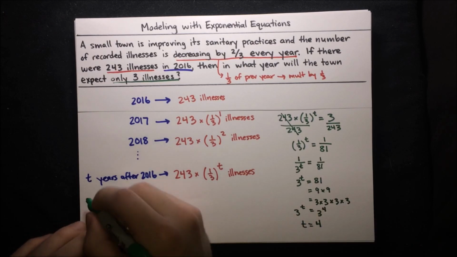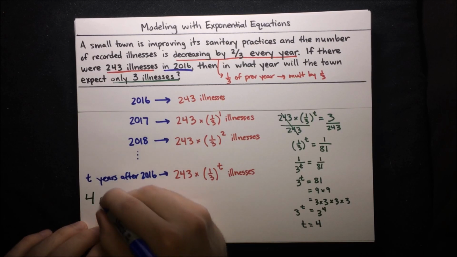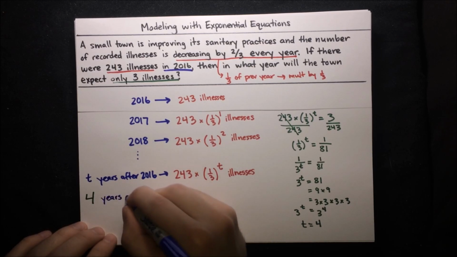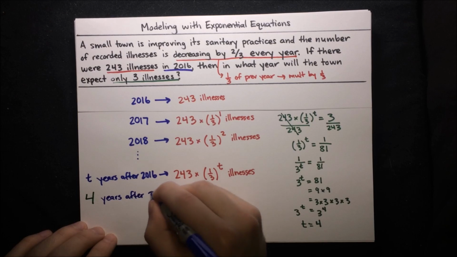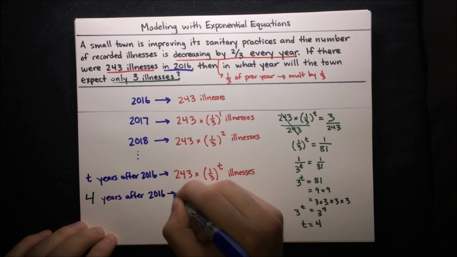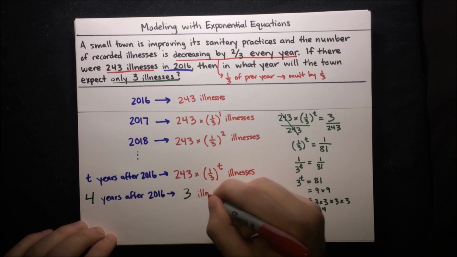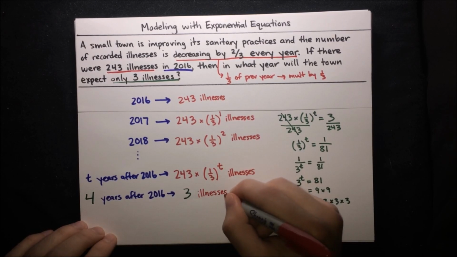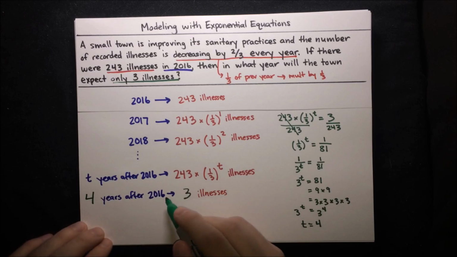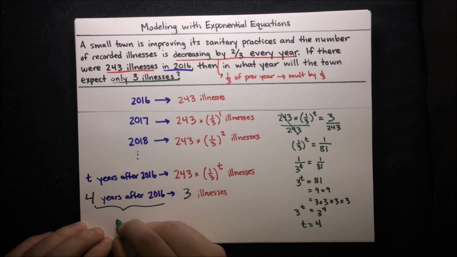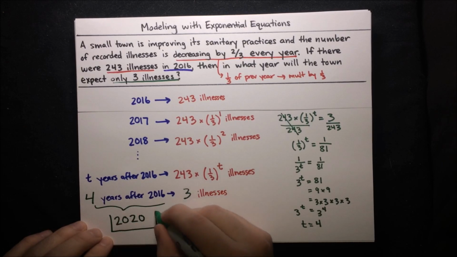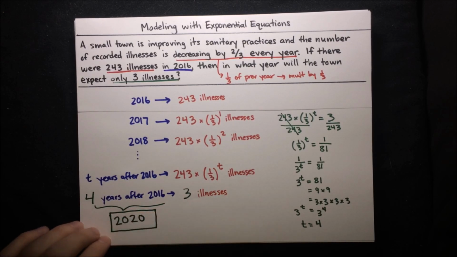So we have that 4 years after 2016, there would only be 3 illnesses. And 4 years after 2016 is, of course, 2020. So that's the year that the town should expect only 3 illnesses.